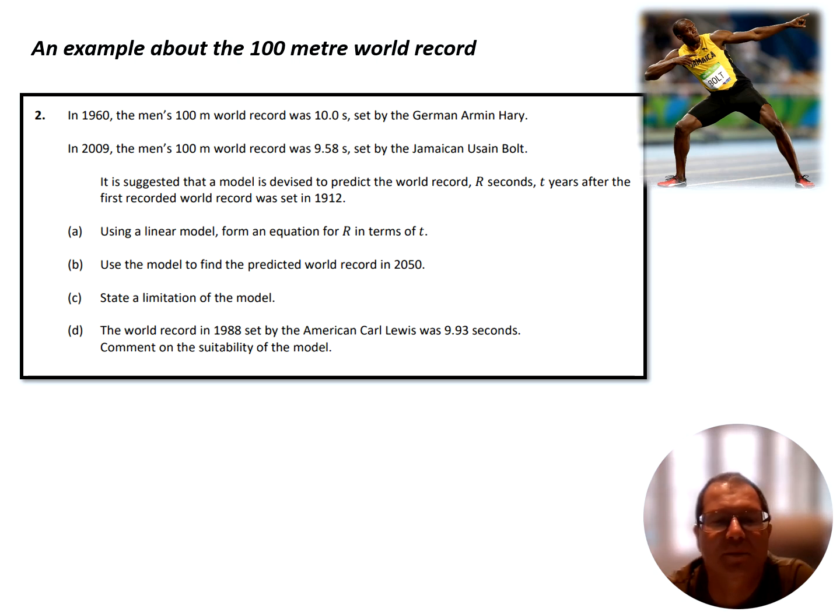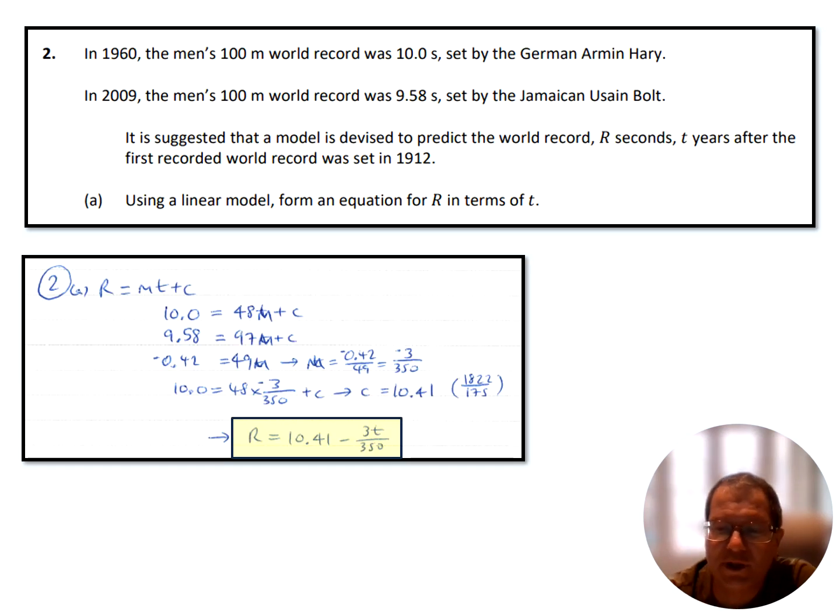Again, we're asked for a linear model, and we're going to use it to make a prediction. We're going to state a limitation of it, and we're going to comment on it based on actual data. So just like in the giraffe example, we're given two sets of information: a particular amount at a certain time and another amount at a certain time. So that means we can use simultaneous equations again.